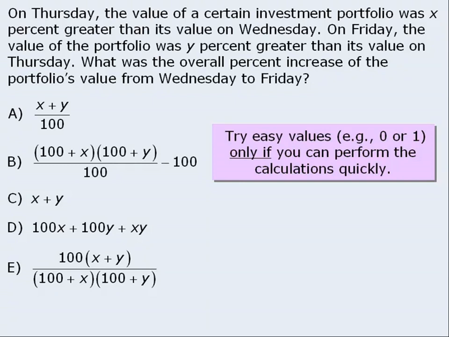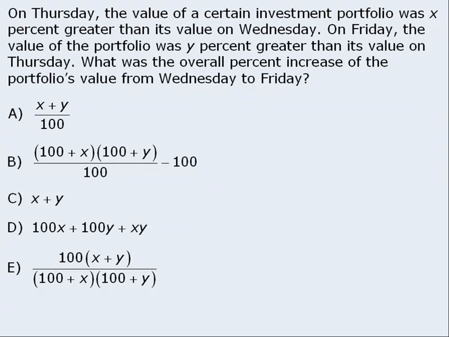This will often allow you to quickly eliminate some answer choices, leaving you with 2, maybe 3 answer choices, at which point you can either choose to plug in another set of values or guess one of the remaining answer choices and move on. Let's see how all of this might play out.